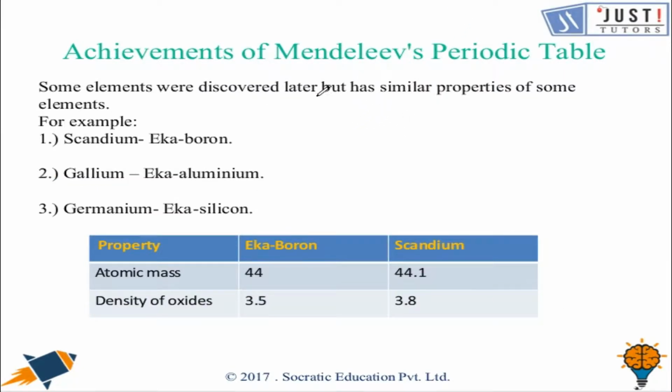Some other achievements: some elements were discovered later but had properties similar to those Mendeleev predicted. For example, scandium is eka boron, gallium is eka aluminium, and germanium is eka silicon. Mendeleev named the non-existent elements by prefixing the Sanskrit numeral eka, that is 1, to the name of the preceding element in the same group. As you can see here, eka boron properties, atomic mass, density of oxides: eka boron has 44, 3.5, and scandium 44.1 and 3.8.